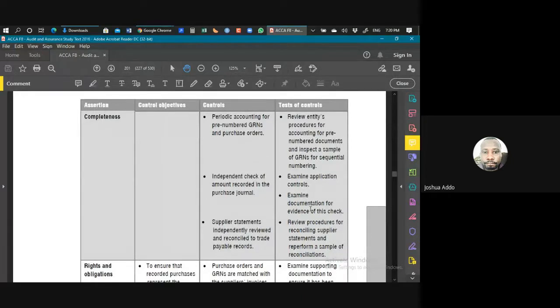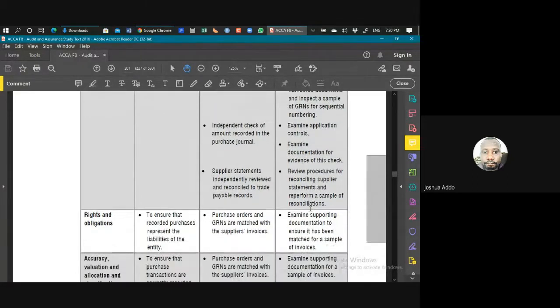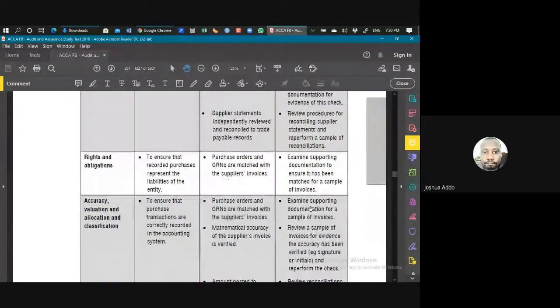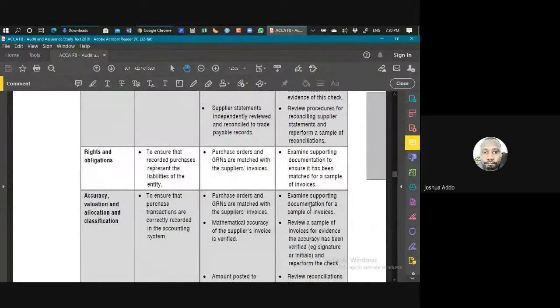Independent check of amount recorded in the purchase journal. Supplier statements independently reviewed and reconciled to trade payables. Rights and obligation. Rights and obligation means that, okay, let me read the control objective, it will explain it. To ensure that recorded purchases represent the liabilities of the entity.